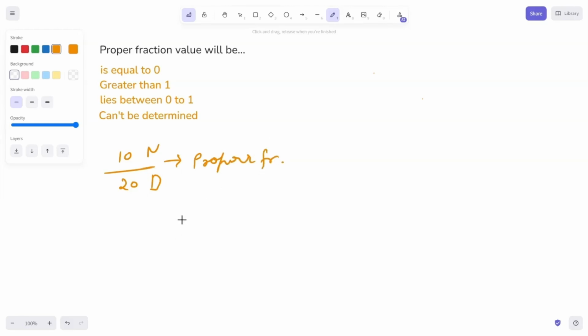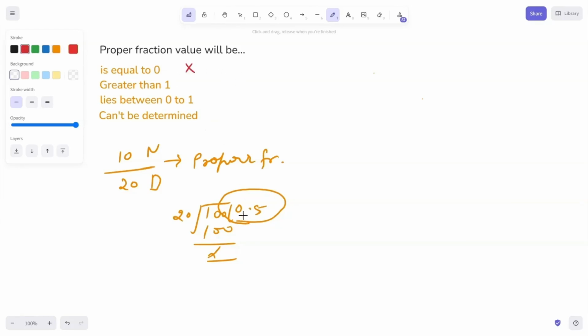Now let's check it. If I divide 10 by 20, what will I get? 0 point, and I will put a 0 here, and 5 times 10 is 50, giving 0.5. So our quotient is 0.5. Let's check the options one by one. Is 0.5 equal to 0? No. So the first option is wrong.